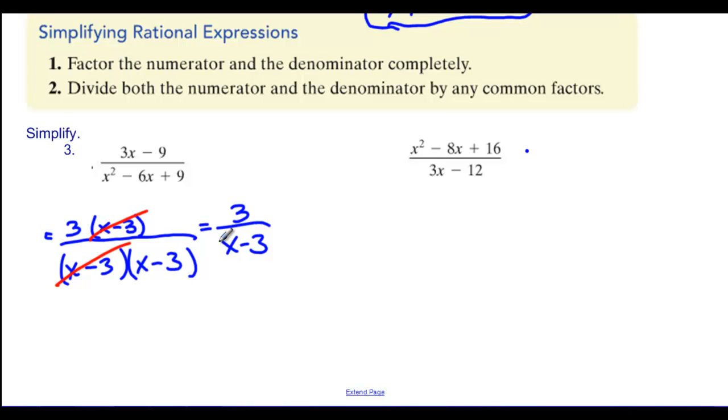So let's look at our next example. So x squared minus 8x plus 16. The x squared minus 8x plus 16 is going to factor to where we have x in the beginning of both sets of parentheses, and then a number that's going to multiply to a positive 16, and then they're going to add to negative 8, and that's going to be negative 4 and negative 4.